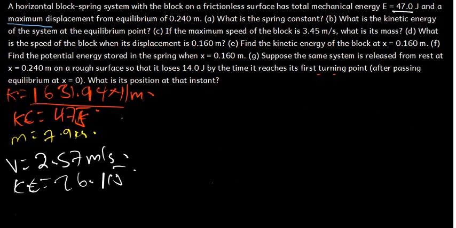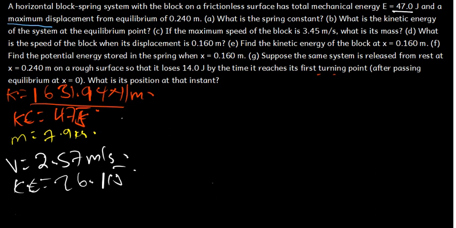So part F is asking us to find the potential energy stored in the spring when x is equal to the same value. So we want to find the potential energy. Okay, so how do we find the potential energy? Using the same one, we need to find the potential energy.